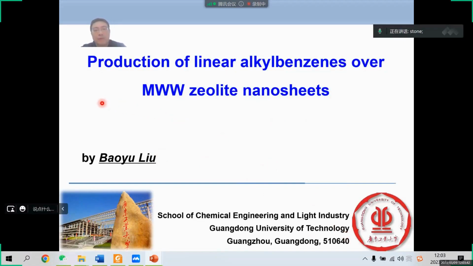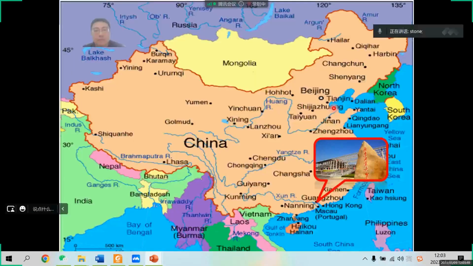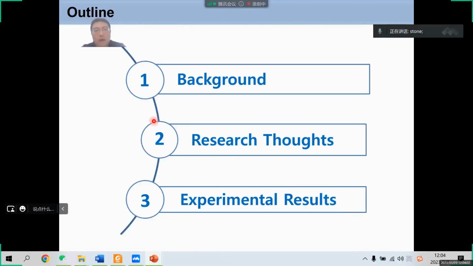Today, the talk title is Products of Linear Alkylbenzenes over MWW zeolite nanosheet. So first, look at the map. Our university is located in the south of China. It's near Hong Kong and Macau. I will talk about my research from 3 points.